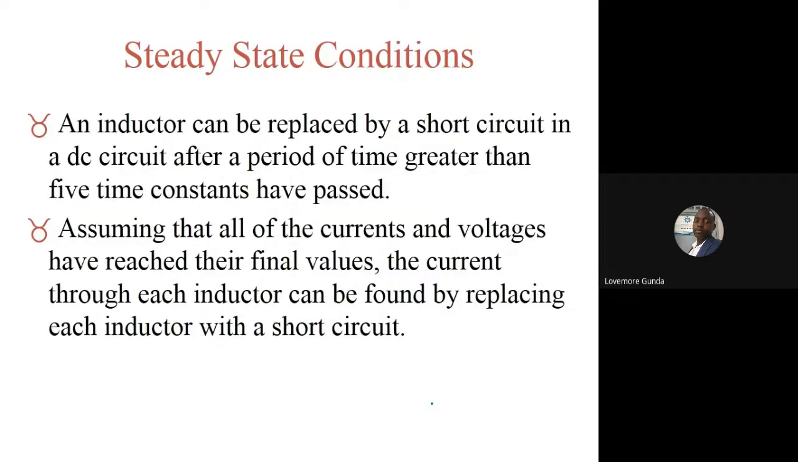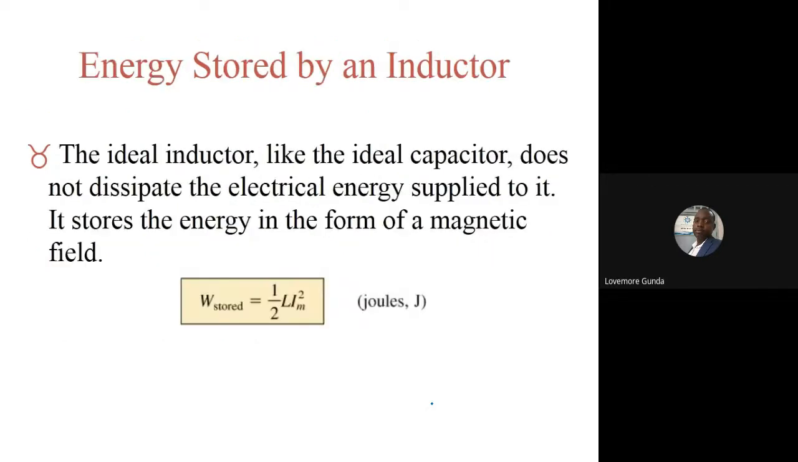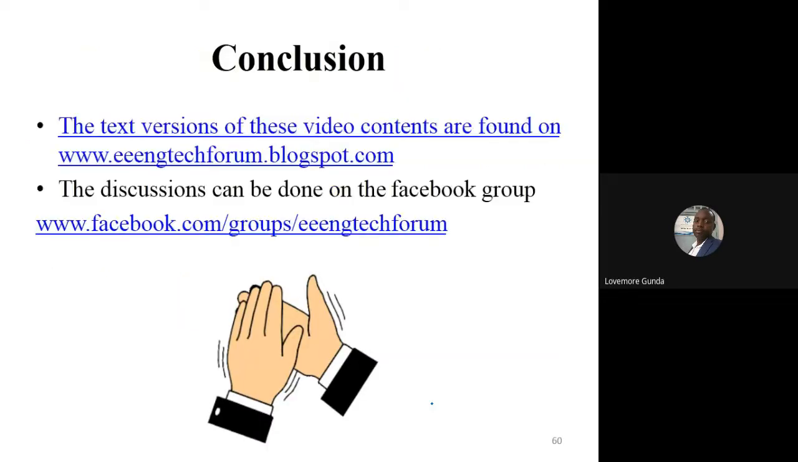Okay. Steady-state condition: an inductor can be replaced by a short circuit in a DC circuit after a period of time greater than 5 time constants has passed. Assuming that all the currents and voltages have reached their final values, the current through each inductor can be found by replacing each inductor with a short circuit. Energy stored in an inductor is 1/2 L I maximum squared, in joules. In other words, the inductor will store energy when connected to the circuit. So that's all we have for our inductors and transients.